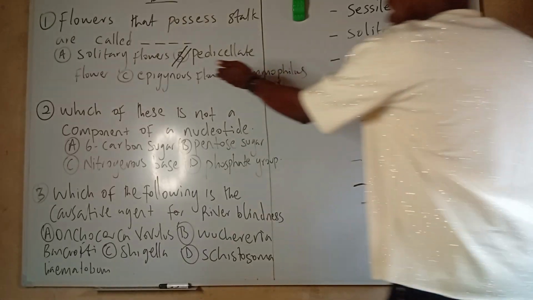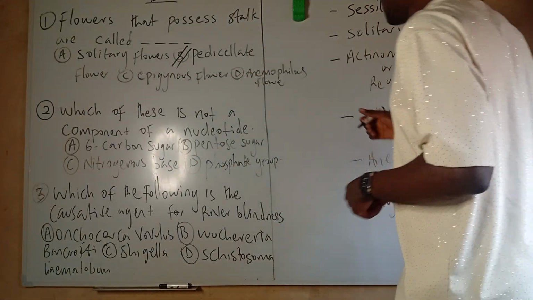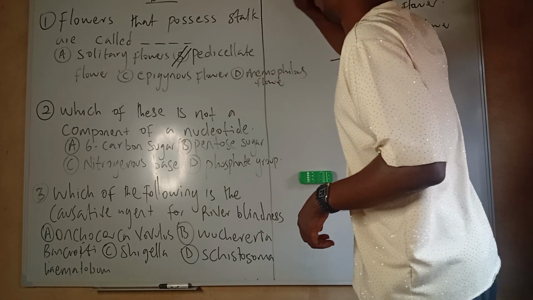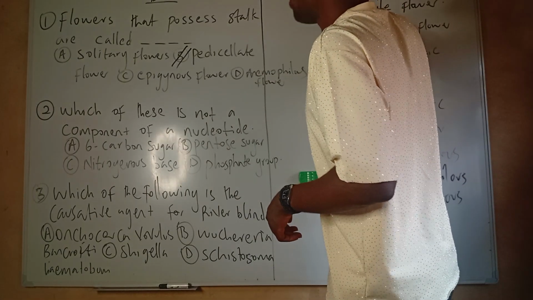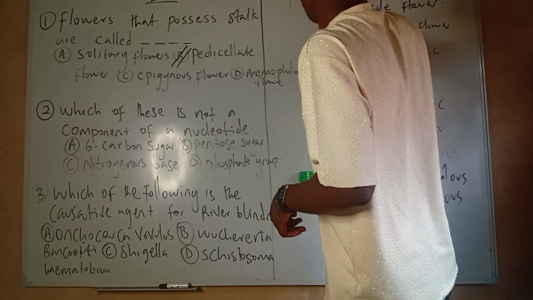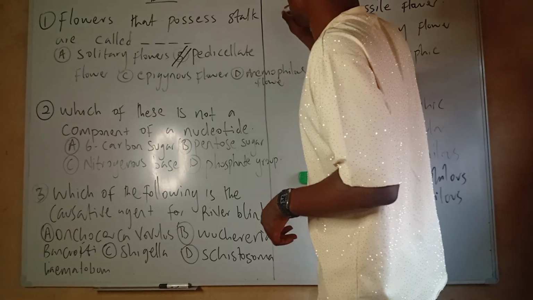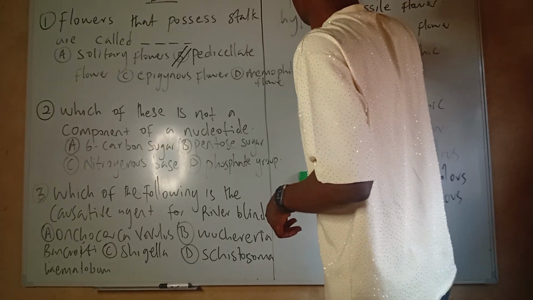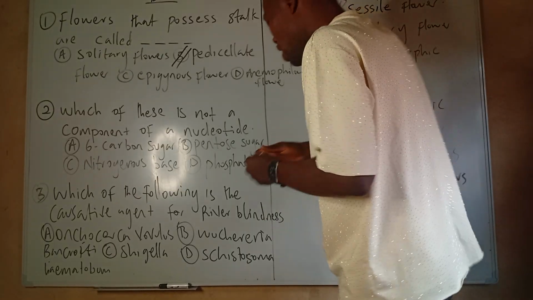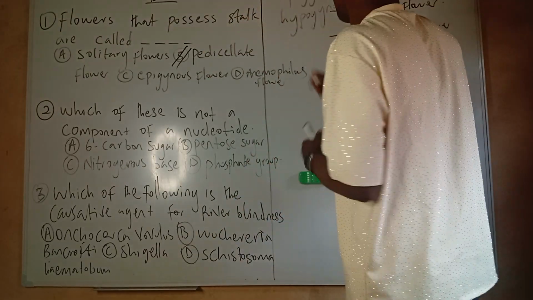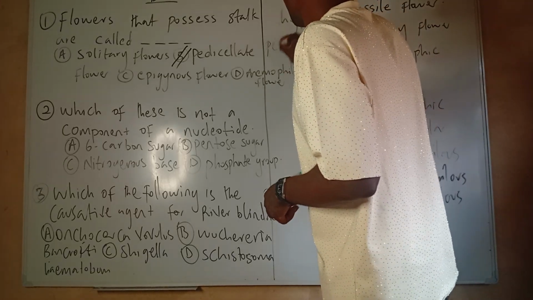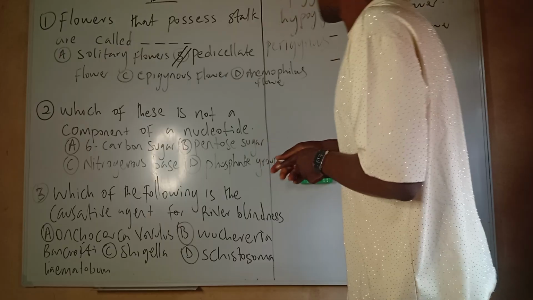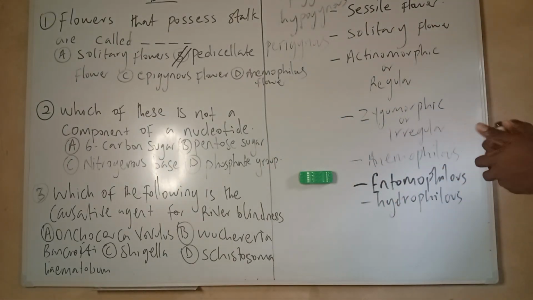Now you see one here, an epigynous flower. Let me keep talking about those three. Flowers can be epigynous, and this is based on the position of the ovary. Flowers can be hypogynous, and flowers can also be perigynous. So flowers can be epigynous, hypogynous, or perigynous.